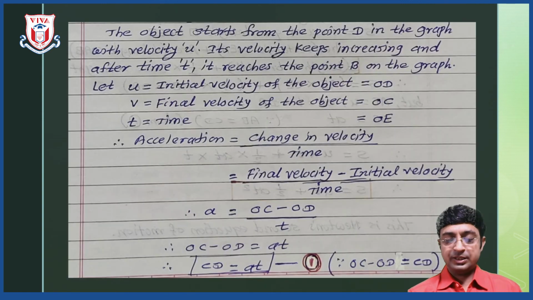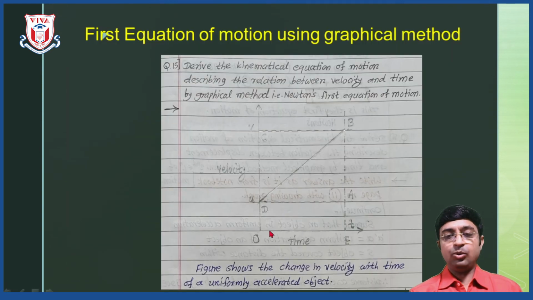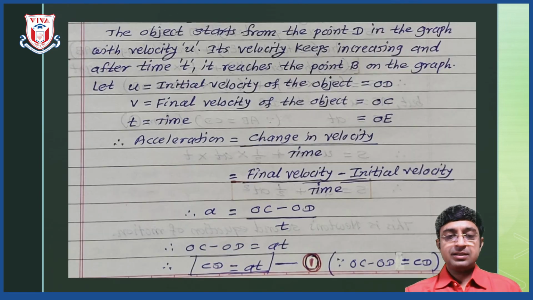That is the final velocity OC, from point O up to point C indicated here, and time on the x-axis, that is OE, is the time. Now therefore, acceleration is equal to change in velocity upon time. So what is meant by change in velocity? Final velocity minus initial velocity upon time. Therefore a is equal to acceleration, indicated by the letter A.